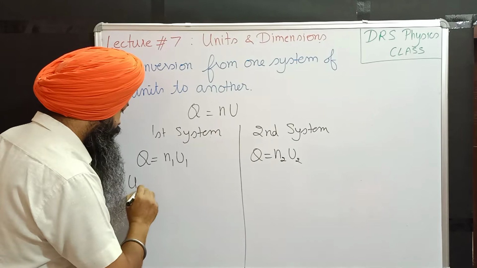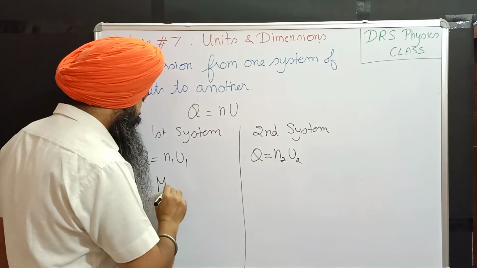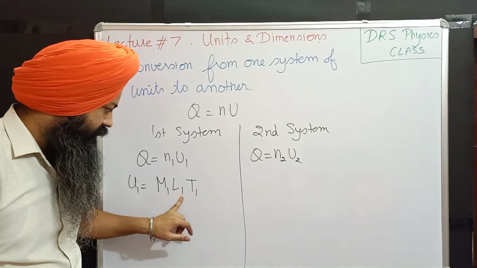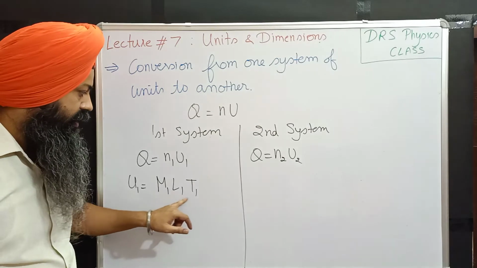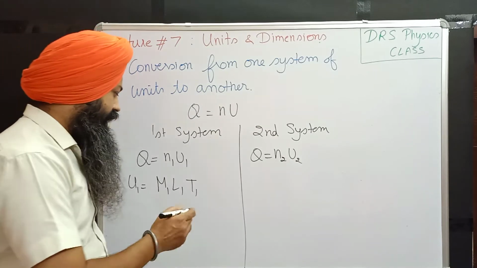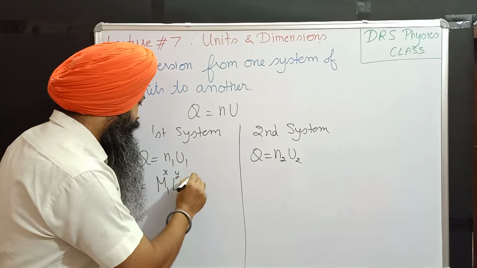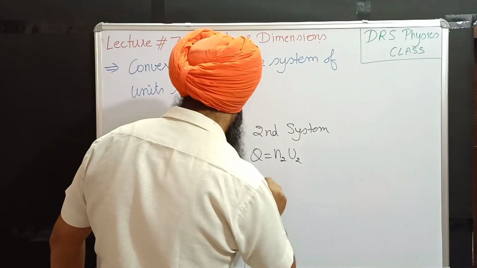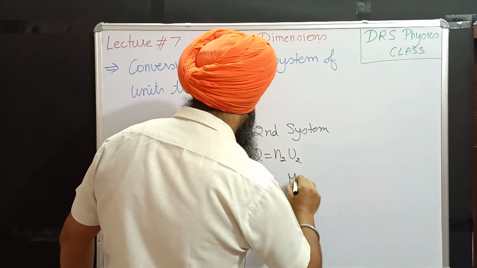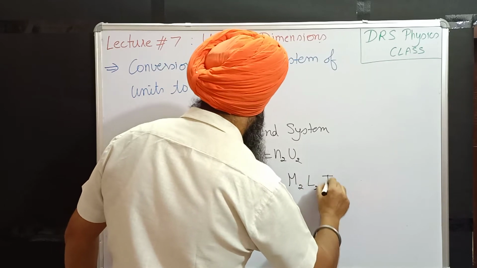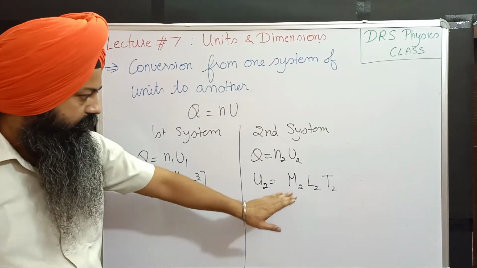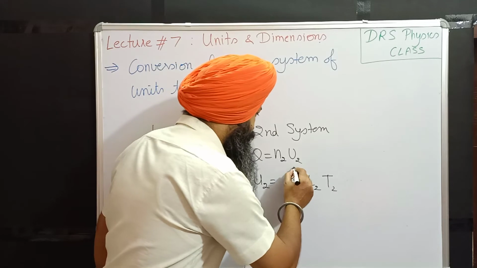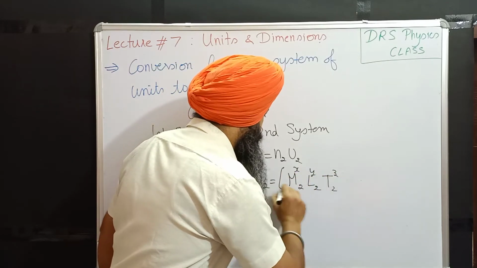Let us say U1 is M1, L1, T1. These are the fundamental units in this system: mass, length and time, with dimensions X, Y, Z. In the second system, U2 is defined like this: M2, L2 and T2. Notice that because it has the same dimensions, the quantity is the same. So the powers, the dimensions, are the same: X, Y and Z.